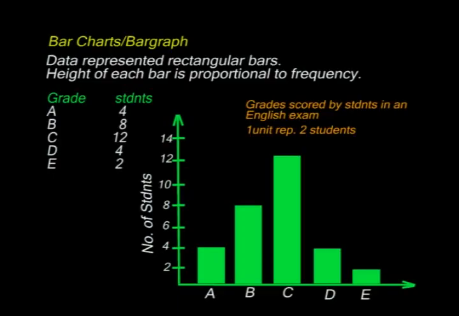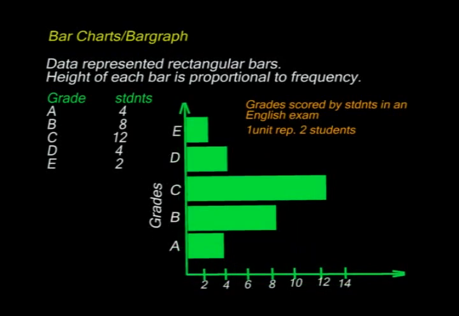Maybe on your graph paper you can say 1 centimeter represents 2 students. On the x-axis, the bars are the same. You can say 1 centimeter represents 1 grade. Now the bars need not be vertical, and you can have them horizontal like this. Now unless required, it is always easier to draw vertical bars.